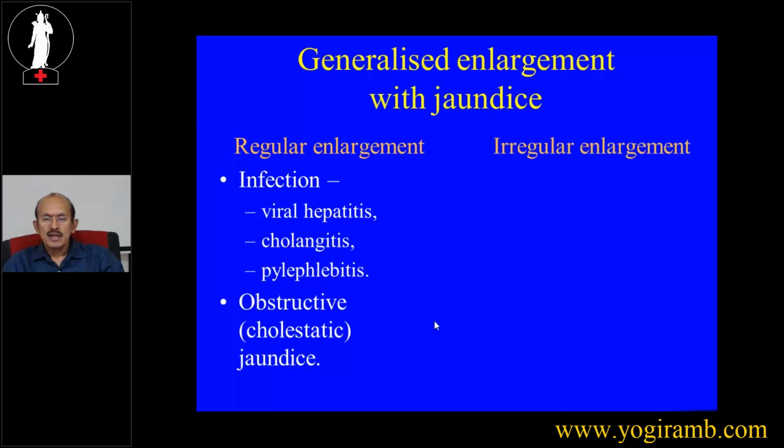Then the irregular enlargement with jaundice. Diffuse hepatomegaly, surface is irregular, jaundice is present. What do you suspect? Secondaries and cirrhosis. Very good.